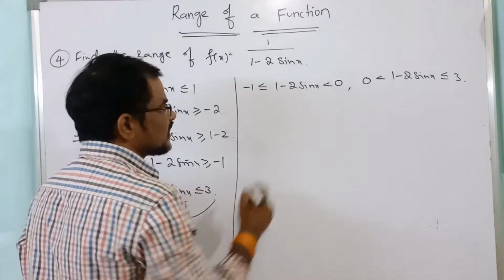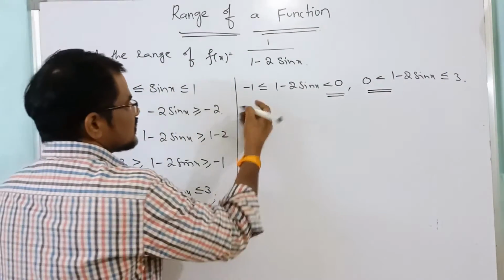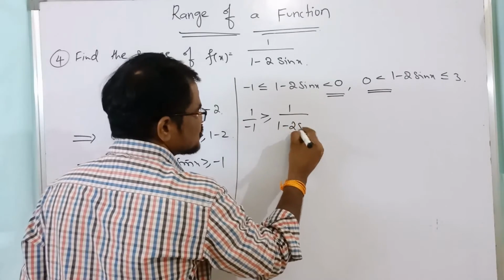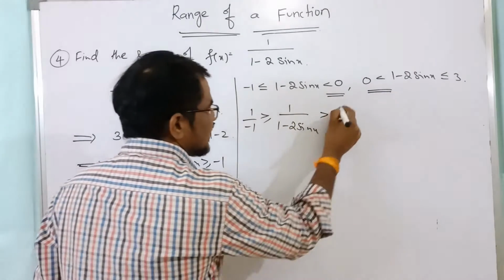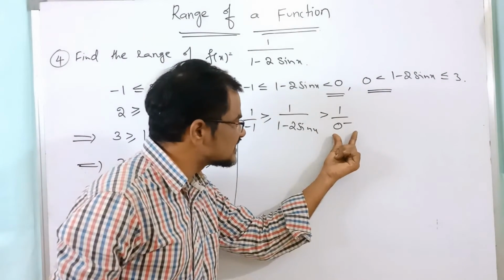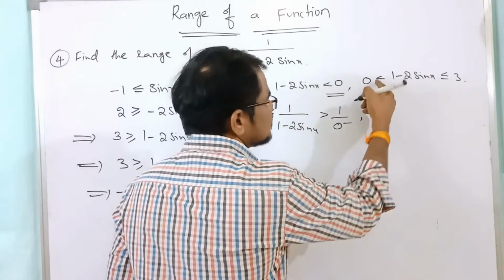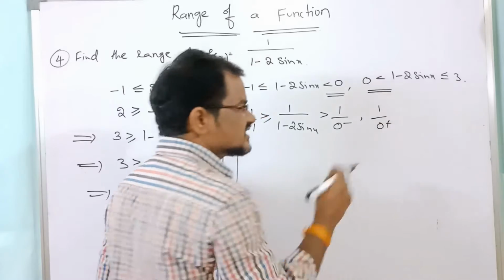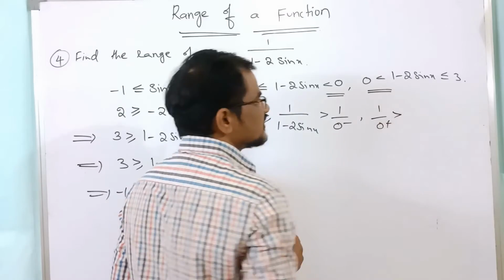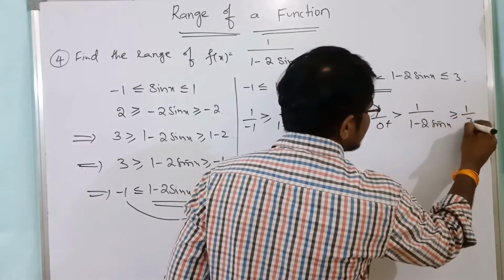If you take the reciprocal, here it is less than 0, and here it is greater than 0. So 1 by minus 1 greater than or equal to 1 by 1 minus 2 sin x greater than 1 by 0 minus. 0 minus means less than 0, so 1 by a value less than 0. And this is 1 by 0 plus, meaning greater than 0, so 1 by a value greater than 0. Less than becomes greater than: 1 by 1 minus 2 sin x greater than or equal to 1 by 3.